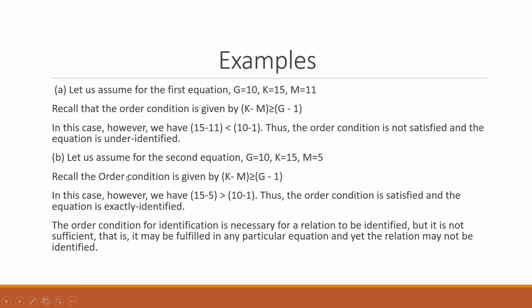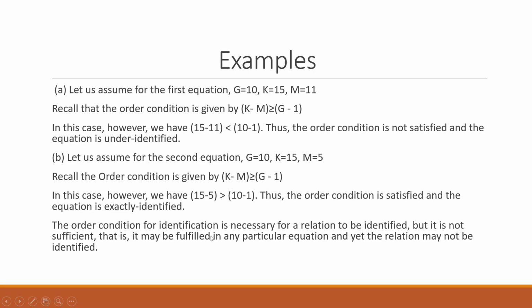Let us assume for the second equation, G is equal to 10, K is equal to 15, M is equal to 5. There are 10 equations. In total, 15 variables are there. And in the particular equation, there are 5 variables. So K minus M is greater than or equal to G minus 1. The condition is satisfied and it is an exactly identified case, which is desirable.